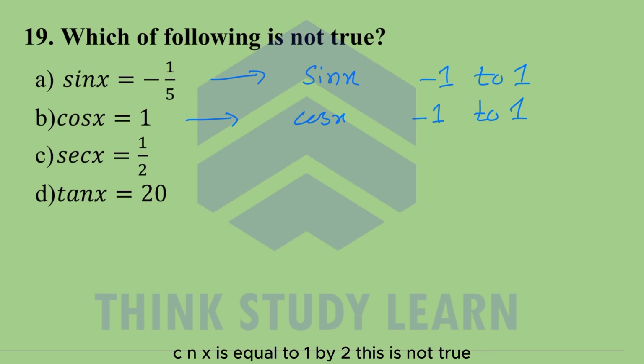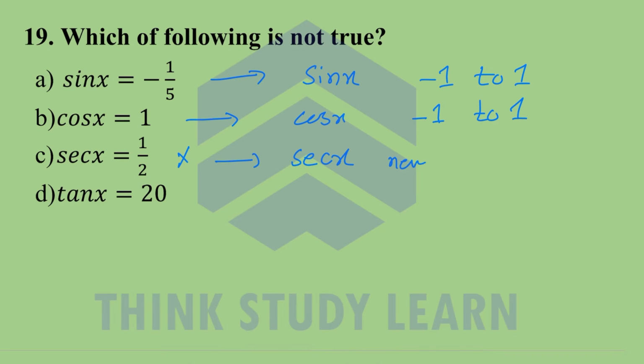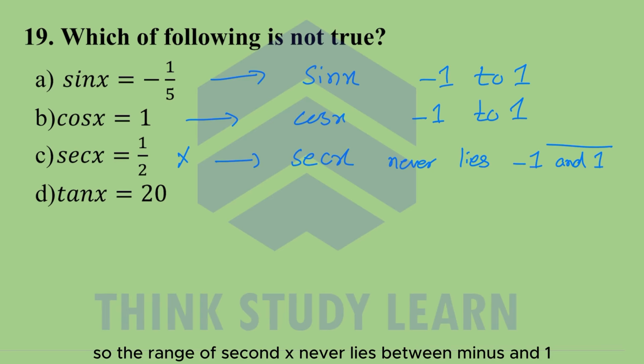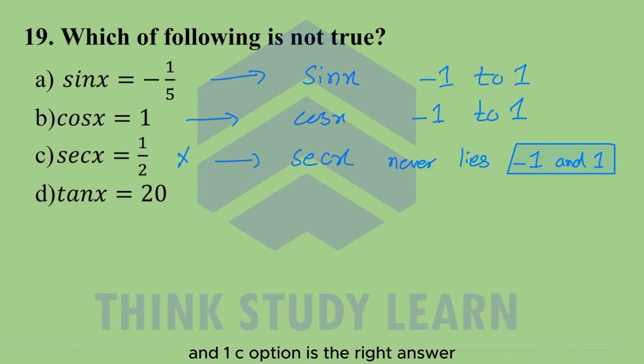Secant x is equal to 1 by 2. This is not true because the range of secant x never lies between minus 1 and 1. So C option is the right answer.